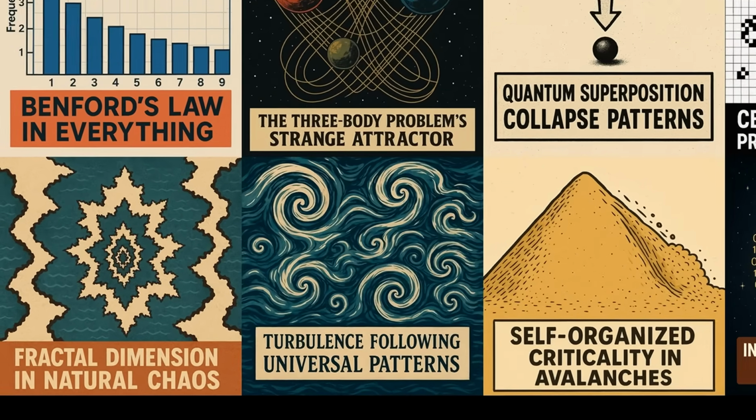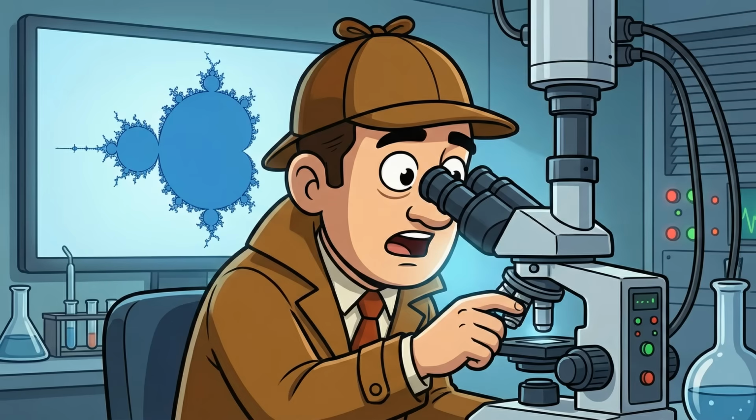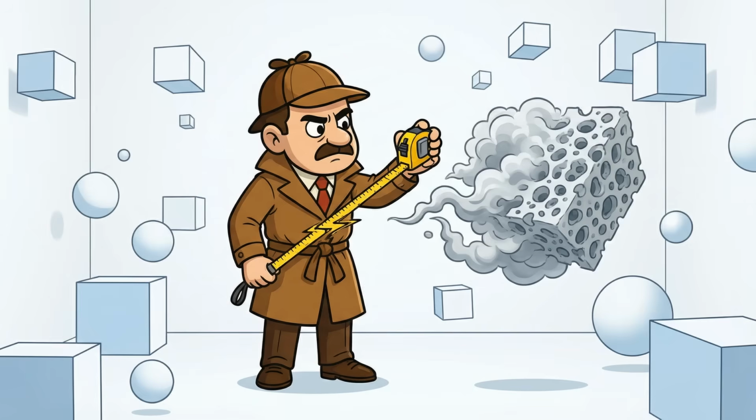Fractal dimension in natural chaos. Fractals are geometric shapes that show self-similarity at different scales. The same pattern repeats whether you zoom in or out. They are described by fractal dimension, a number that doesn't have to be an integer and measures how completely a fractal fills space. What's remarkable is that chaotic natural phenomena consistently produce specific fractal dimensions.